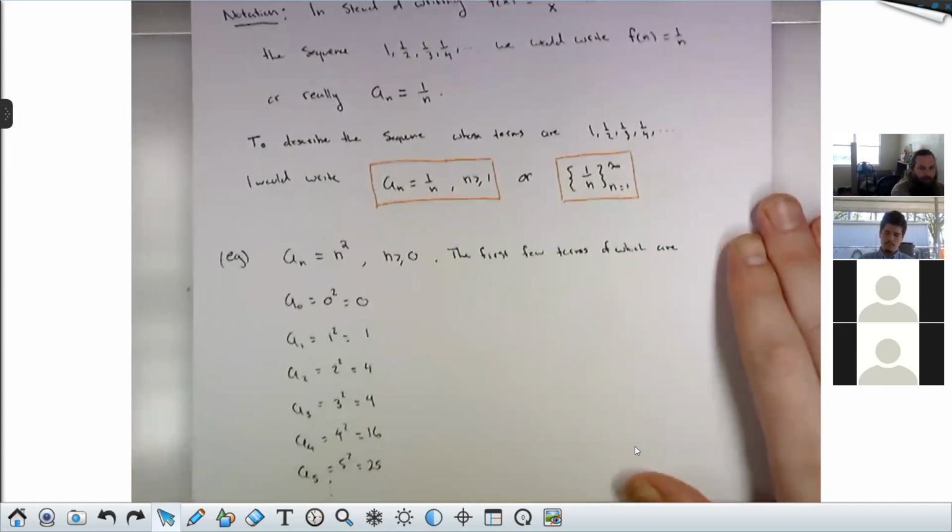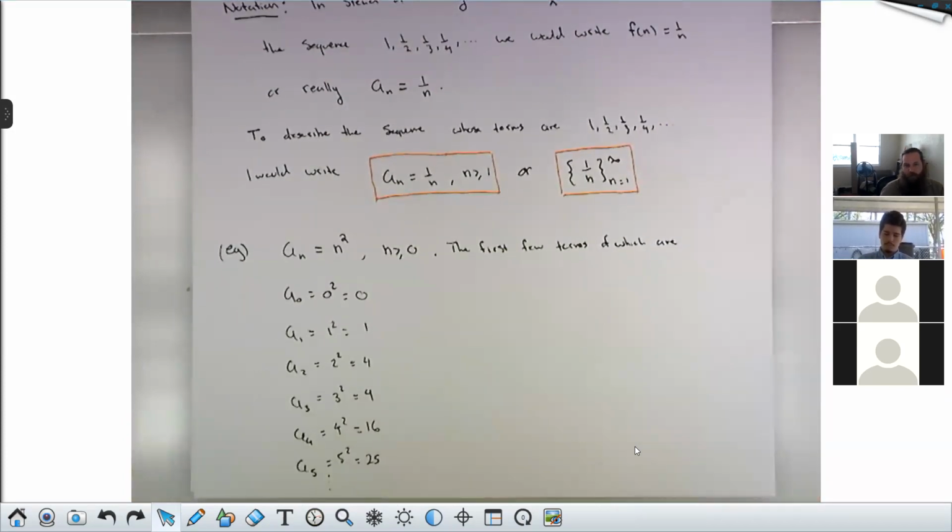Sometimes people will refer to these as infinite sequences, but the only sequences we're interested in are infinite ones, so it's a little bit redundant.